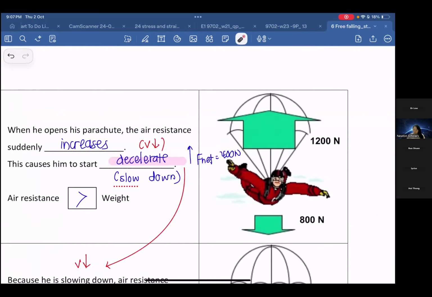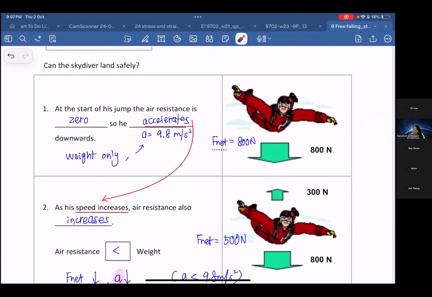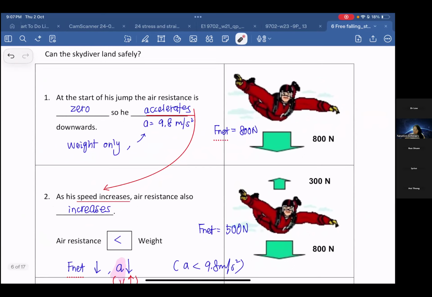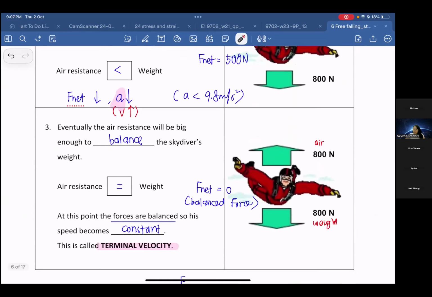We can come here and see. The first and second diagrams are actually accelerating. So you observe the air resistance. Your air resistance is still smaller than your weight, so the object will accelerate downward, until a certain moment when it balances.